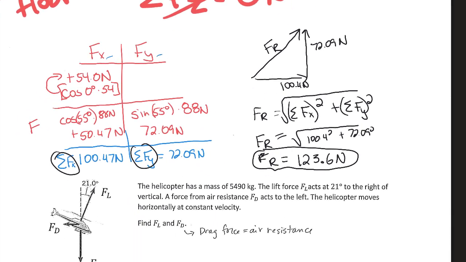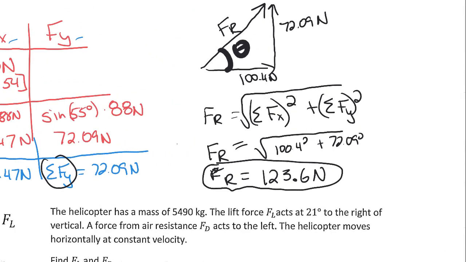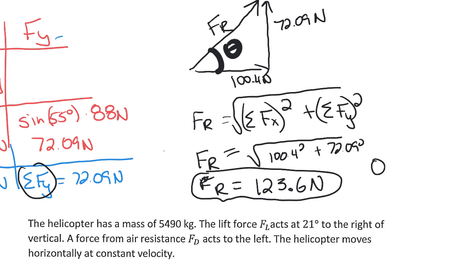And we finish with one final calculation. What is the angle of the final vector? It should be tan inverse of 72.09 opposite over adjacent 100.4 newtons. This is how we found it with projectiles, but now we're doing it with force vectors. So inverse tan of 72.09, the sum of the y's, divided by 100.4, or 35.7 degrees. So there's our final answer.